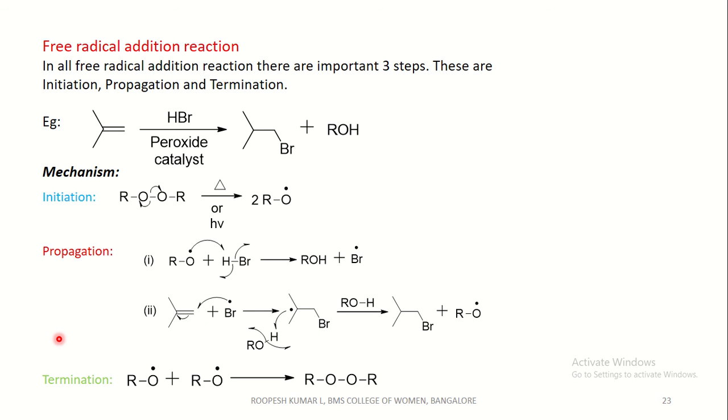Coming to the free radical addition reaction. In all free radical addition reactions, there are three important steps. These are initiation, propagation and termination. This isobutylene reacts with HBr in the presence of a peroxide catalyst, and we get a secondary butyl bromide, the formation of an alcohol.